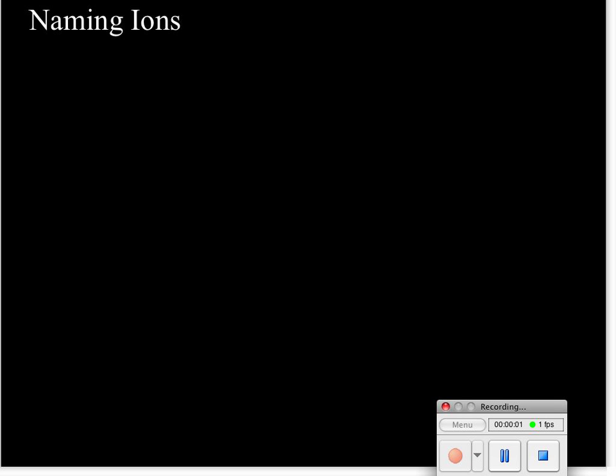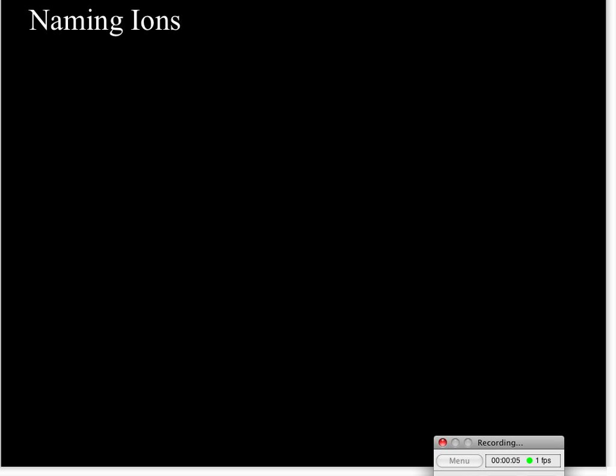The purpose of this mini lecture is to talk about the process for naming ions. When you're given the symbol of an ion, how do you come up with the name of that ion? We're going to go through the steps, so we're going to go through the process and outline that.